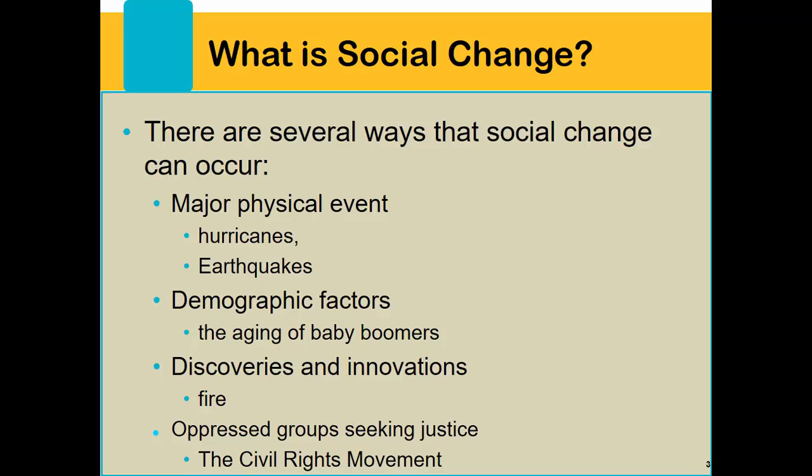Demographic factors can also cause social change. For example, the aging baby boomer generation that is now well on its way into retirement is continuing to cause social change the way they have caused social change just by sheer force of numbers through their whole lives. Discoveries and innovation. Of course, fire is one example. A better example would be microchip processing and other technological innovations. And another way social change can occur is oppressed groups seeking justice, such as the civil rights movement, such as the gay rights movement, etc.